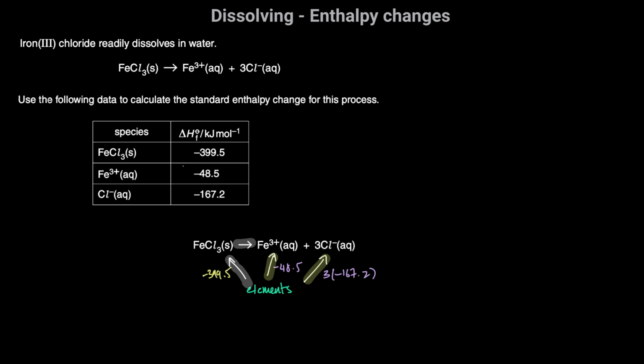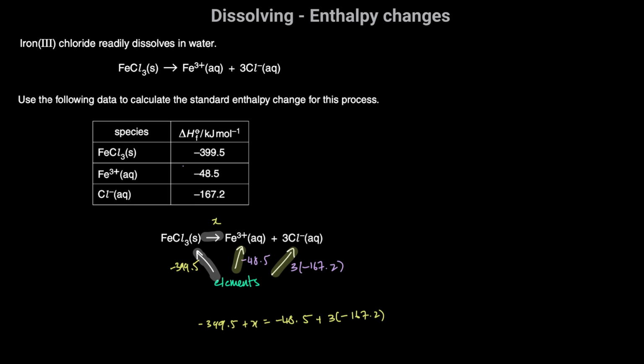So we can say that minus 399.5 plus X is equal to minus 48.5 plus 3 times minus 167.2. And when you solve for X over here, we get X is equal to minus 150.6 kilojoules per mole. So that is the enthalpy of solution of FeCl3.